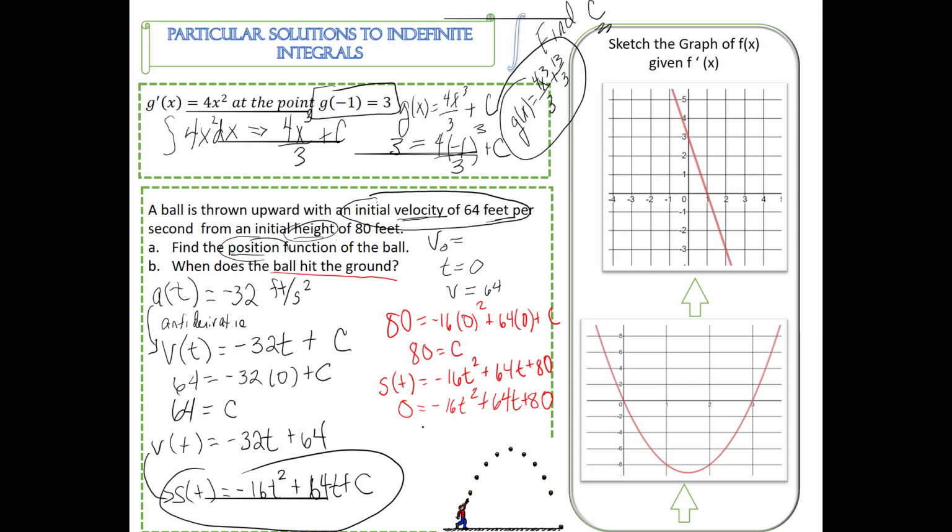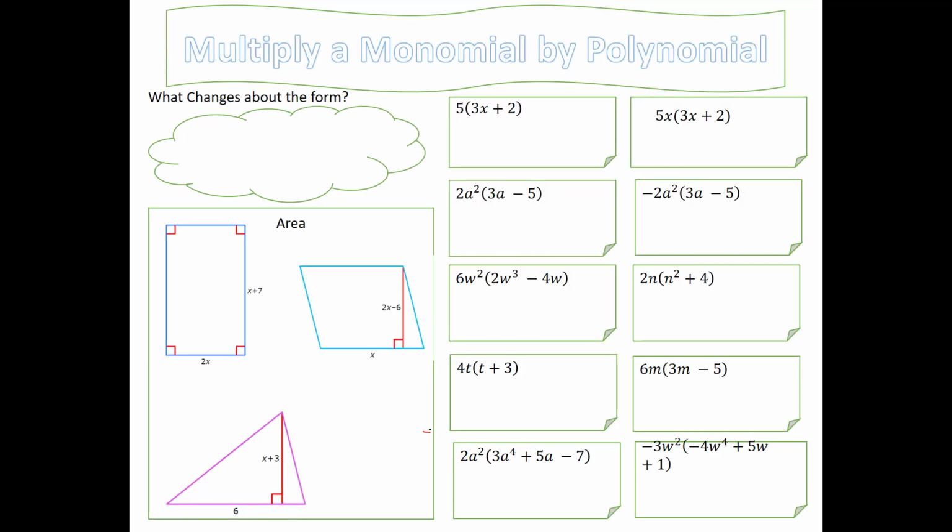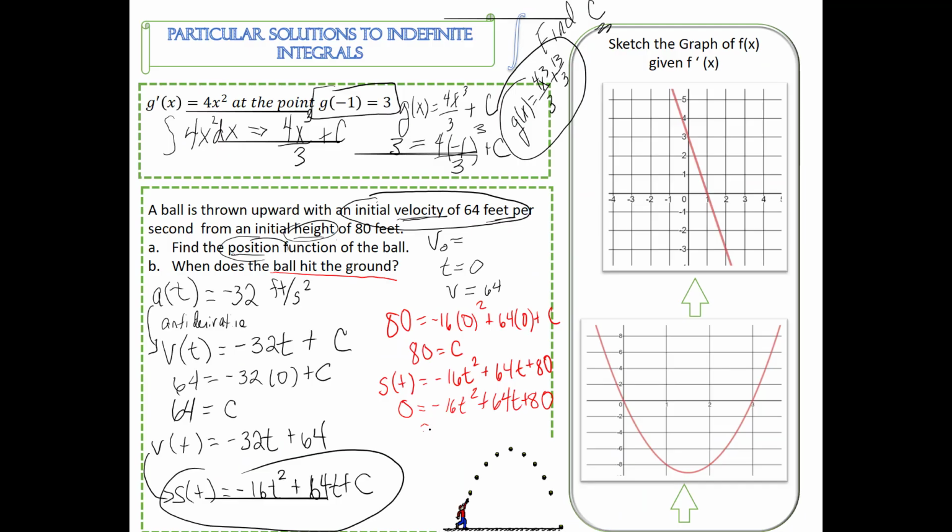So I'm going to take negative 16 out of it. And, sorry, I get 0 equals positive t squared minus 4t minus 5. So I get t minus 5 and t plus 1 when I factor. Obviously time is not negative 1, so the answer to that question is 5 seconds. The ball is in the air for 5 seconds. It hits the ground at 5 seconds.